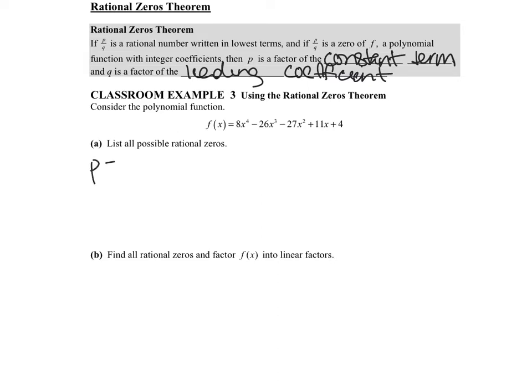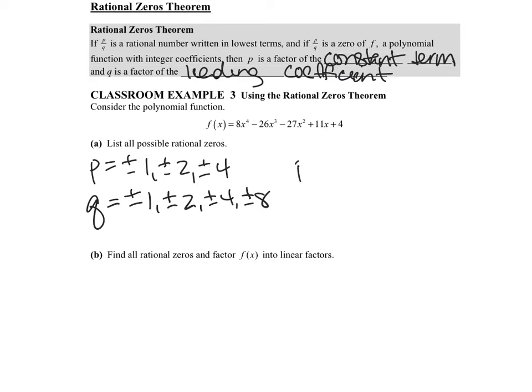So p in this case is 4, so we're going to do the factors of 4. Plus or minus 1, plus or minus 2, plus or minus 4, because we don't know if we have two negatives or two positives. Q is 8, so our factors of 8: plus or minus 1, plus or minus 2, plus or minus 4, plus or minus 8.